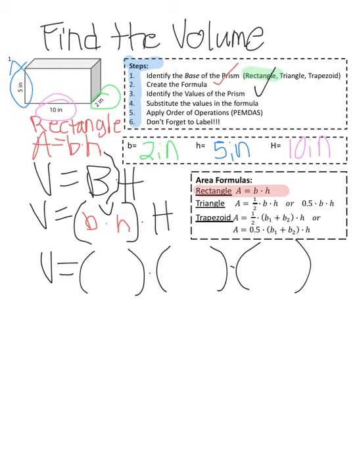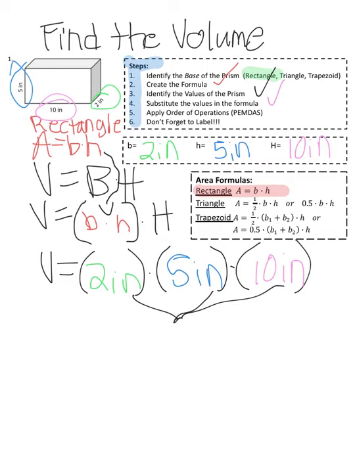So I just rewrote our problem, but instead of putting the letters, I just put blank spaces. So the formula is volume equals little b, which we said is 2 inches, times little h, which we said is 5 inches, and then we need to multiply it by big H, which we said is 10 inches. So step 4 is done. We substituted the values into the formula, and now we need to apply order of operations. As I can see, I'm just going to multiply straight through. It's only multiplication. There's no addition or division or anything like that, so I multiply straight through.